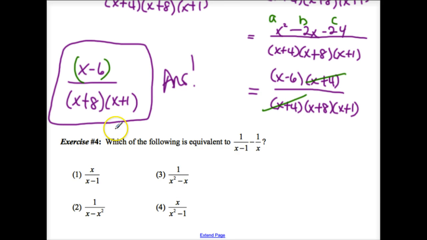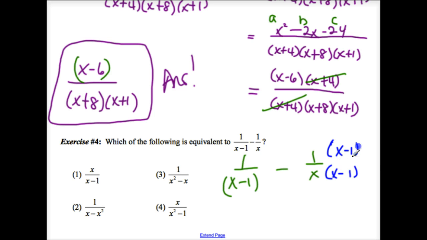This is what the rational expressions look like. Which of the following is equivalent to this? So again, I need to find my common denominator. Let's rewrite this so I have some things to do. 1 over x. So I want to multiply this by x minus 1, and the top as well. Here I'm going to multiply by x.